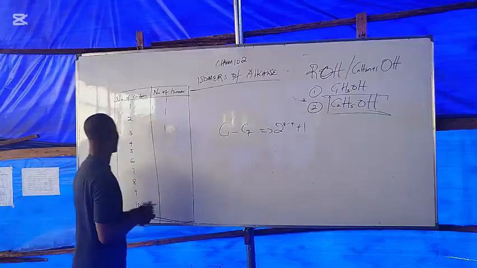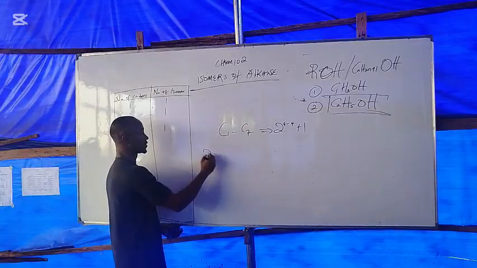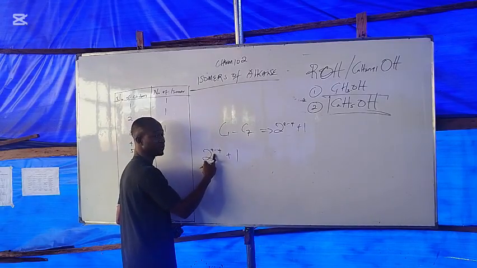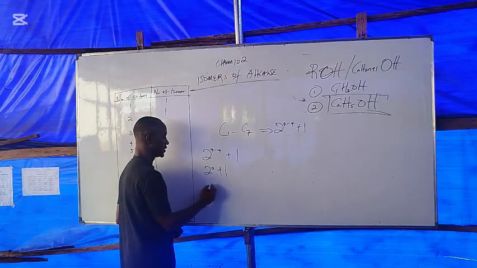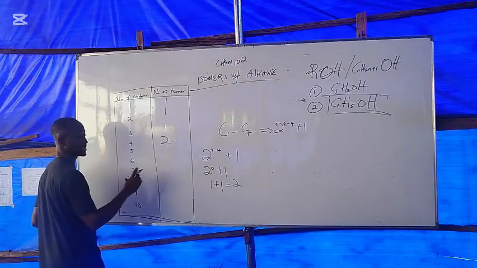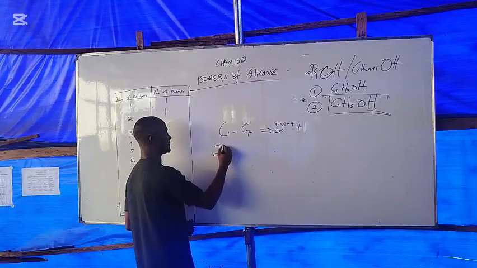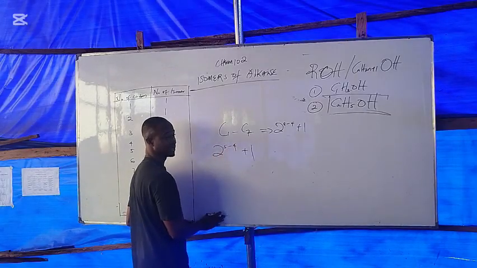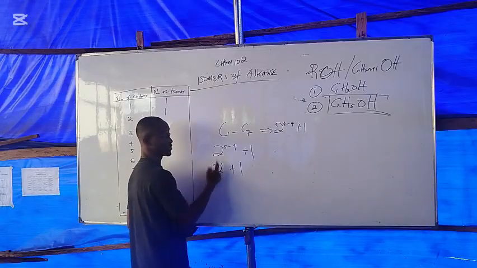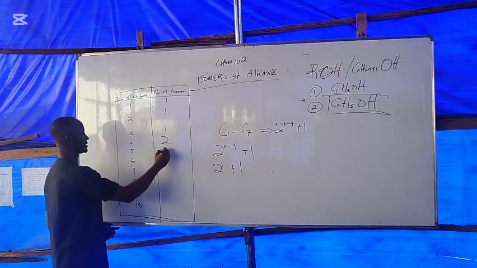The first 3 members have 1 isomer. So when it's 4, we have 2 raised to 4 minus 4 plus 1. What's 4 minus 4? 0. 2 raised to 0 is 1, so 1 plus 1 is 2. So this has 2 isomers. When it is 5, 2 raised to 5 minus 4 plus 1 is 2 raised to 1 plus 1, which is 2 plus 1, so 3 isomers.